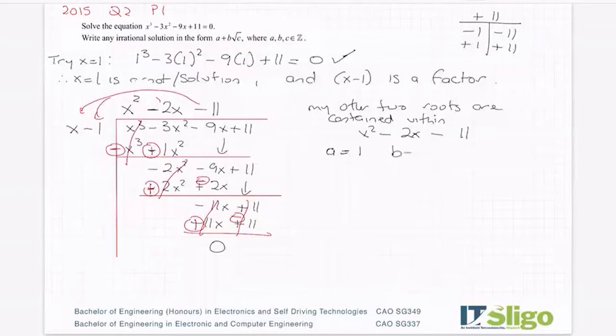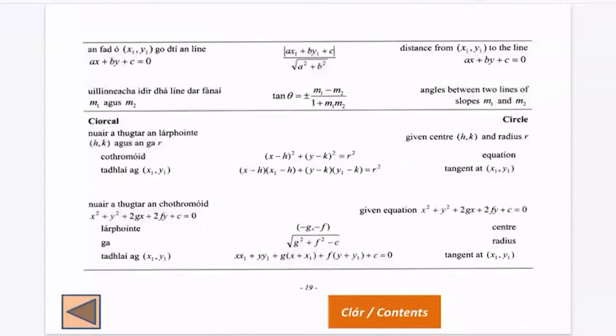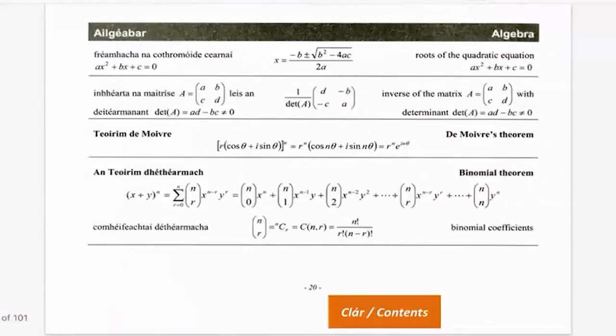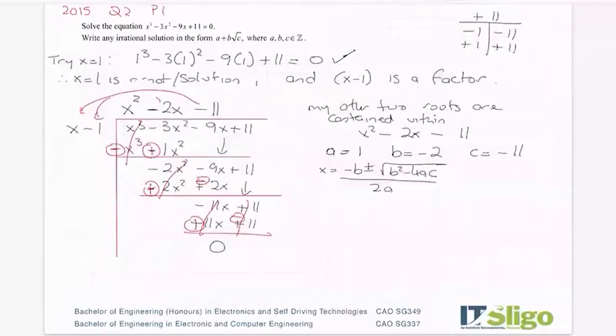So a is 1, b is minus 2, c is minus 11. Okay, so x is equal to minus b plus or minus the square root of b squared minus 4ac all over 2a. Okay, your log tables, you don't have to remember it. It's there at the top of page 20. Okay, and it tells you which is a, which is b, which is c.